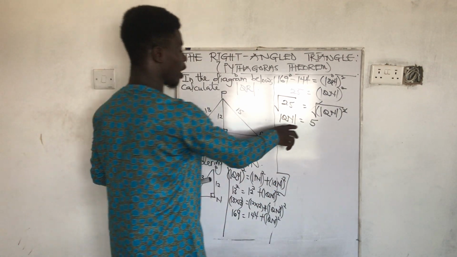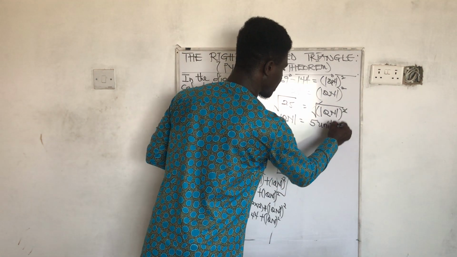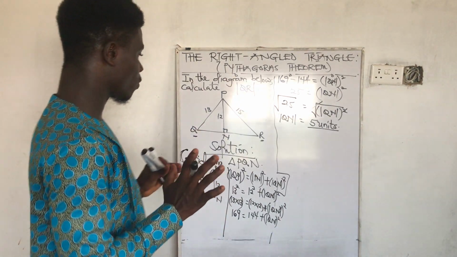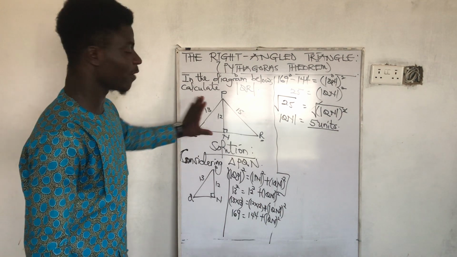So you have to write what? 5, then you spell what? Units. Units. So we are done with the first section.